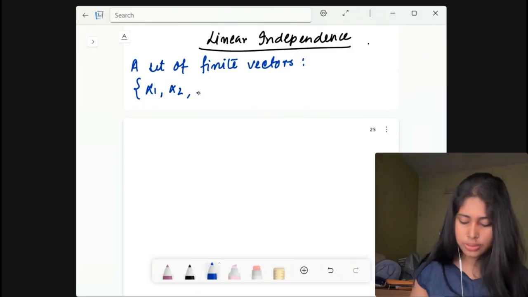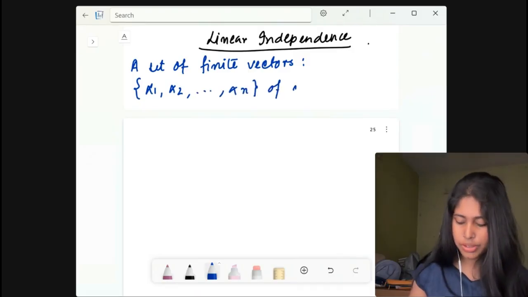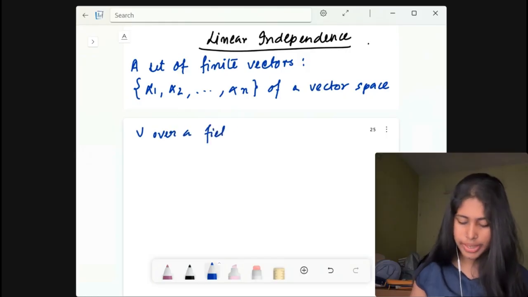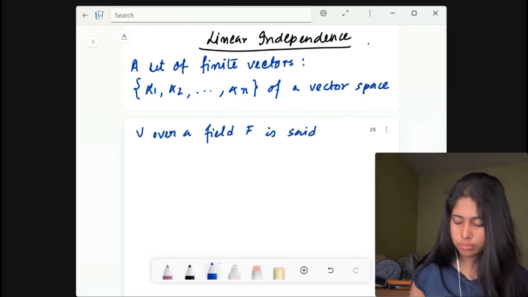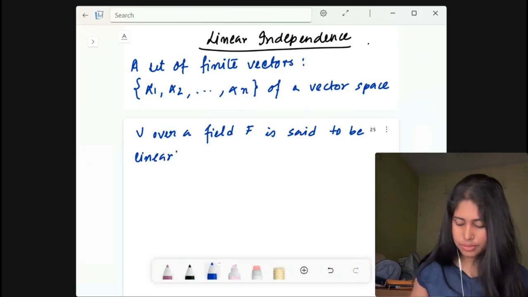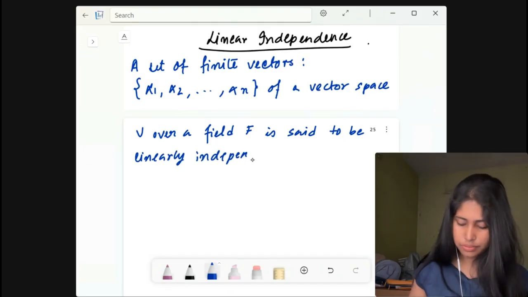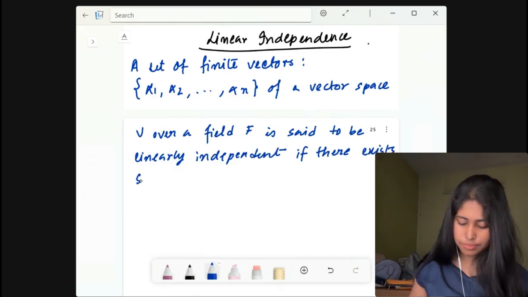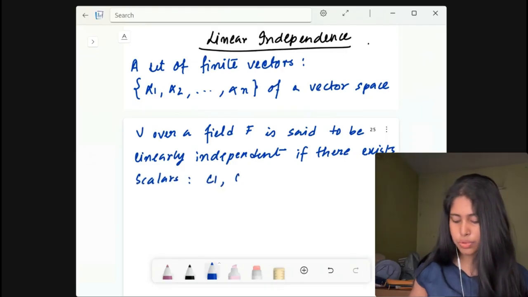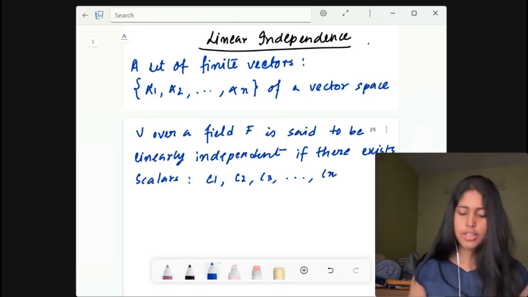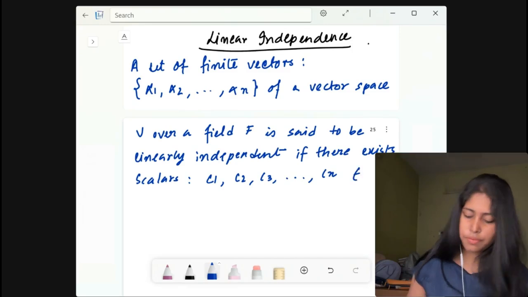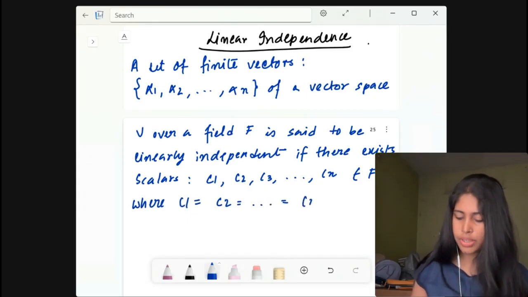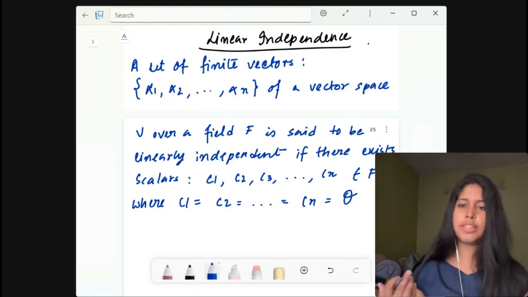Alpha 1, alpha 2 goes on till alpha n of a vector space V over a field F is said to be linearly independent if there exist scalars like C1, C2, C3, and it will go on till Cn, which belong to the field F, where C1 equals C2 equals goes on till Cn equals theta, where theta is 0. Okay, theta is the zero vector here.